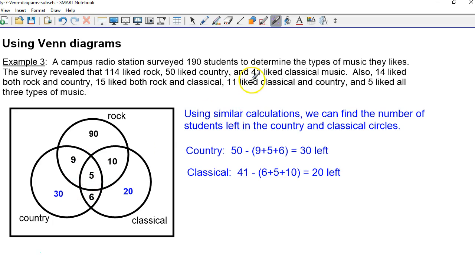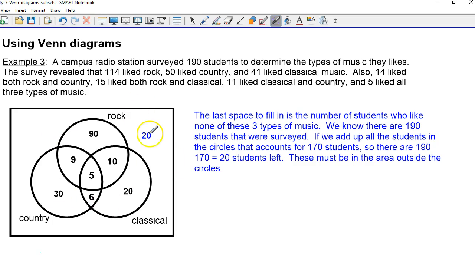And we can also use the 41 that like classical and add up the 6 and the 5 and the 10 here and subtract that to get 20 are left there. And then finally there's one other spot outside of all the circles, because we surveyed a total of 190 students. So if you add all of the numbers in all of the circles up and subtract that from 190, there are 20 other students left unaccounted for.